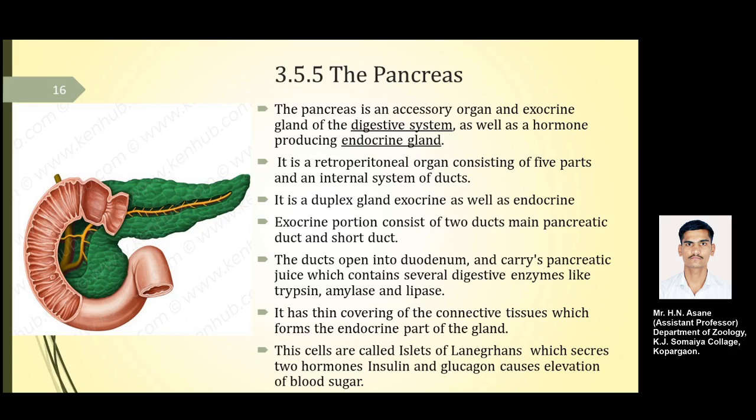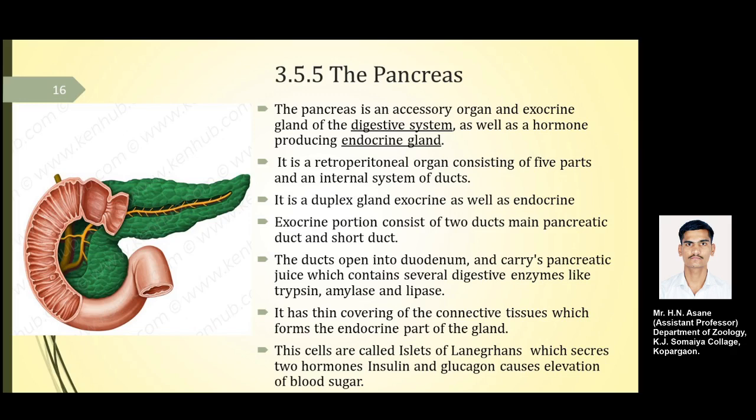So these islets of Langerhans are not functioning well in those patients, who take insulin from outside sources. The insulin and glucagon regulate the elevation of blood sugar. That fluctuation in blood sugar is carried out by the increase or decrease in the concentration of these two hormones in the blood, which are secreted by the pancreas.